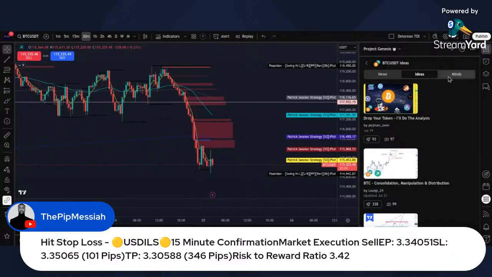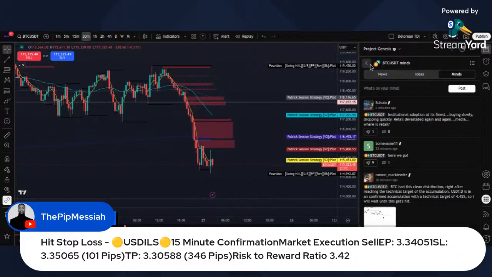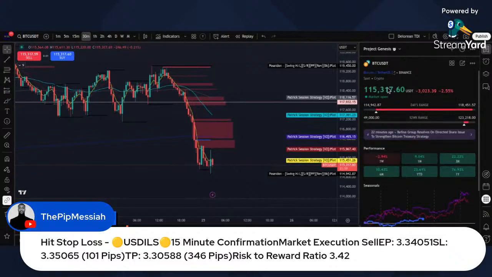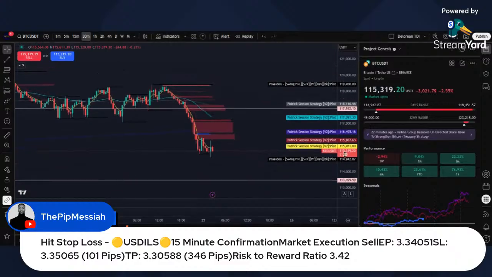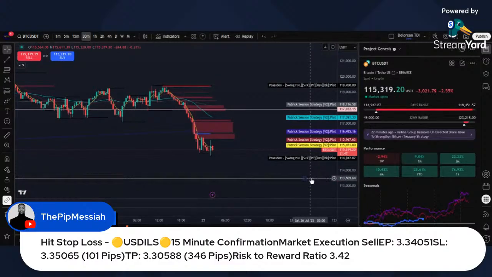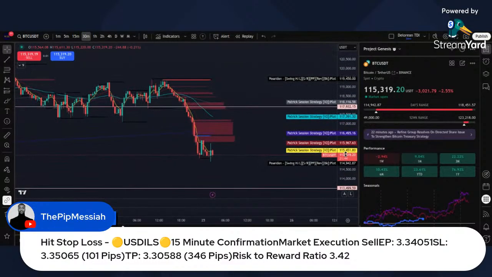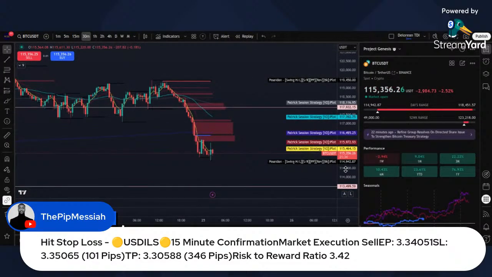All right. Now down 3,000 points and counting. Again, we're looking for it to target just below 114,000. And there's no fair value gaps below this to stop it from getting there. So you're looking at Bitcoin possibly losing over 4,500 points today.